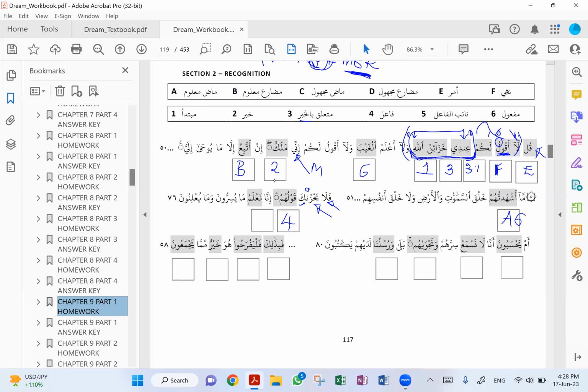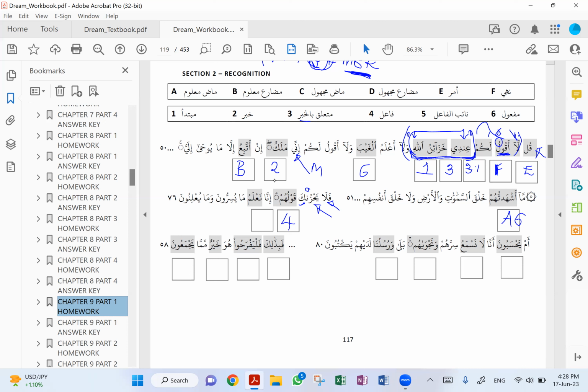نحن نعلم. Sister, is it جملة اسمية إن نعلم ما يسرون وما يعلنون والخبر في محل رفع? Yeah. So the thing is this: when you see an ism, it doesn't automatically mean it's jumla ismiya. But when you see a fi'l, it automatically means jumla fi'liya.